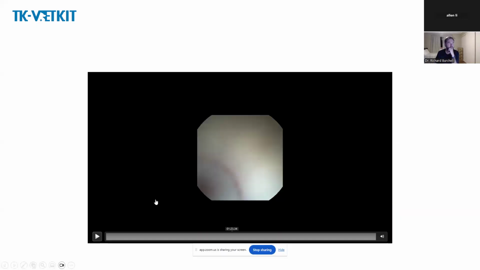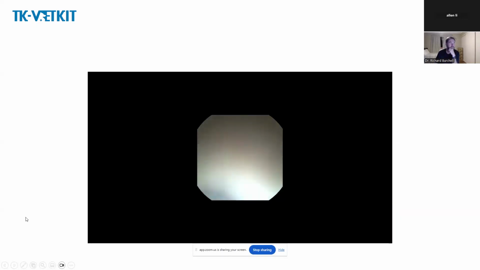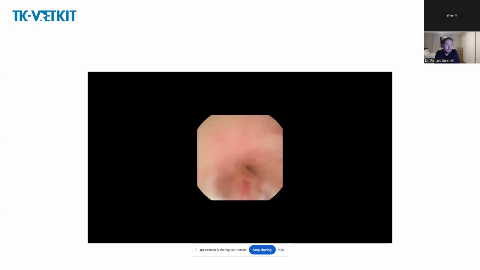Okay, so if we have a look at the male, it's a similar principle. We're using saline to inflate the urethra. This is a much more normal looking urethra. We're in the penile urethra at the moment. We've just inserted the scope into the penis, and now we're feeding. You can see the urine swirling over there.